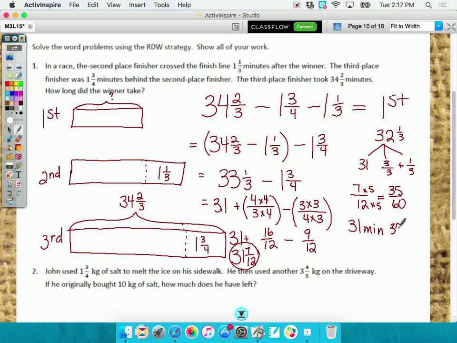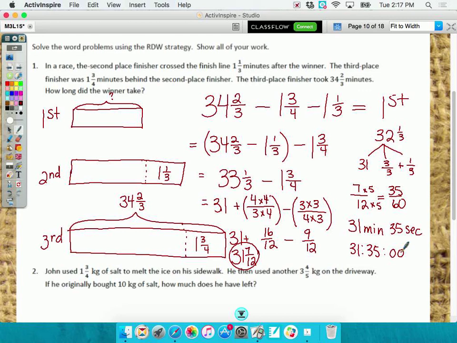and 35 seconds. And if it's the stopwatch for the race, it would be like this: 31, 35, and then there'd probably be some hundredths of a second over there. Okay? So we finished like. He's an exact runner. 31 minutes and 35 seconds. Okay, let's move on down to the second one.